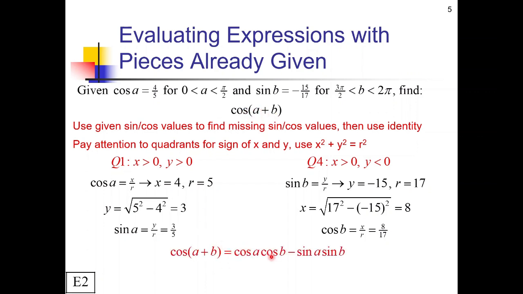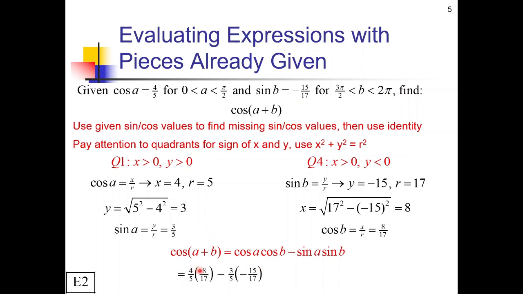cosine of a times cosine of b minus sine of a sine of b. So fitting all these things in here, cosine of a they gave us, that was 4/5. Cosine of b we found down here, that was 8/17. Sine of a, we had to find that ourselves, that was 3/5. So we're subtracting that, times the sine of b, which they gave us, was negative 15 over 17. All right, let's see if we can simplify this a bit.